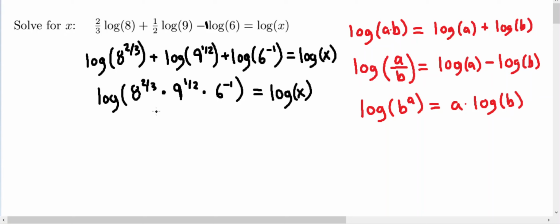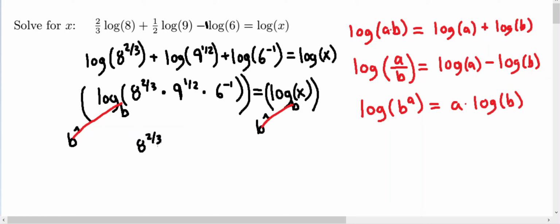Now, because we haven't specified any base, if this were arbitrarily a base b, then you would just take b raised to the entire left-hand side and b raised to the entire right-hand side, and all of this notation would cancel out. And so what falls to the floor is just the arguments of both of these sides. So we'll get 8 to the 2/3 times 9 to the 1/2 times 6 to the minus 1 equals x.